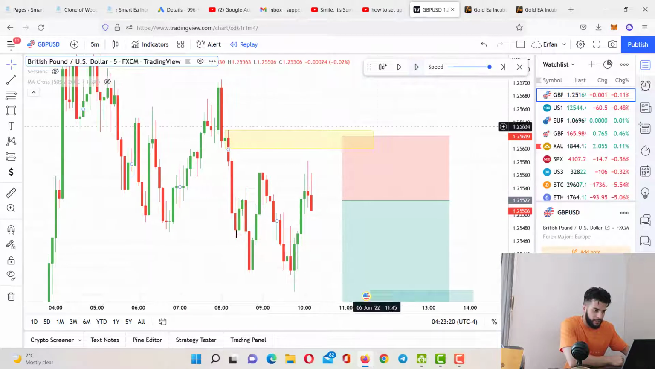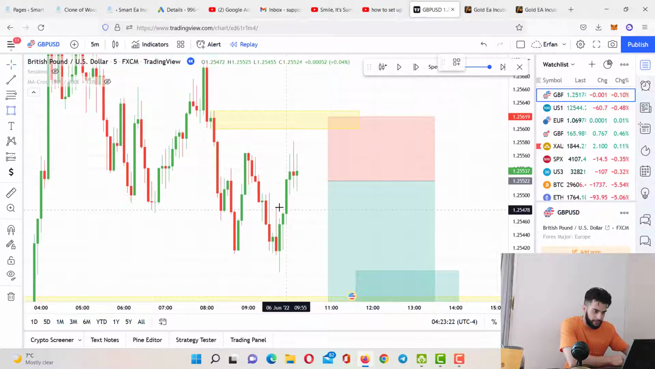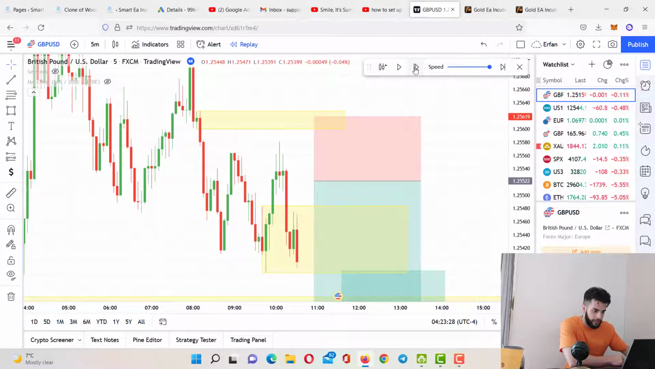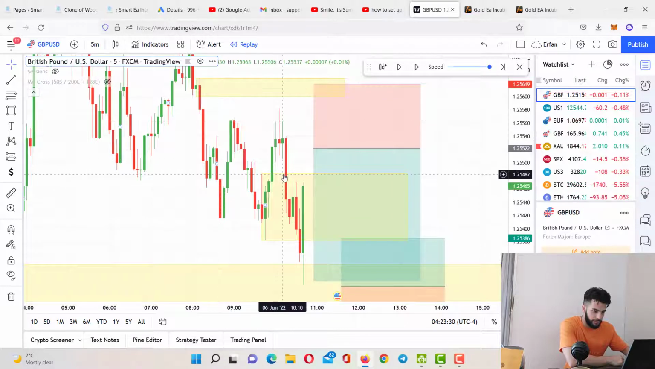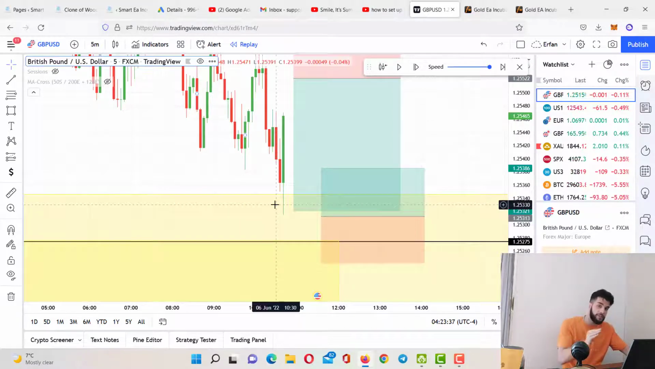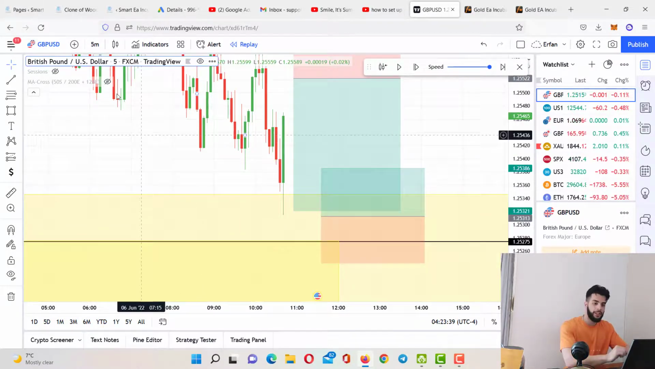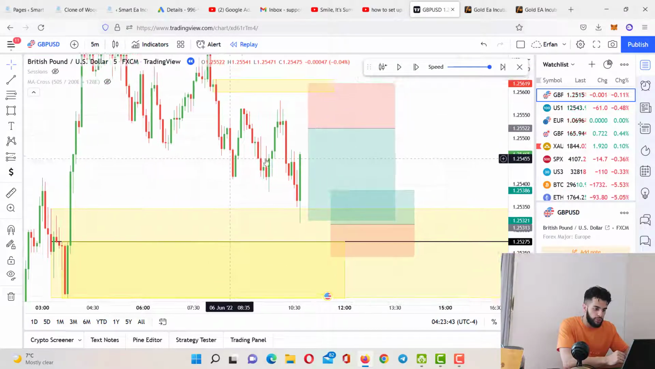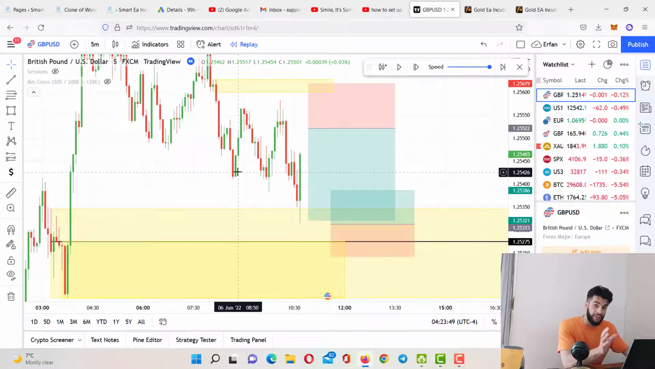So as you can see, it started creating this high probability demand zone here, but look at this. We'll see what happens here. It didn't respect this one, and boom, it literally tapped into the high probability demand zone that we have on the 15-minute time frame. But if you pay attention, I'm actually analyzing the market on the 5-minute time frame. So I'm not going to take a trade based on a 5-minute time frame when I'm seeing a high probability demand zone on the 15-minute time frame. So that's very, very important, guys.